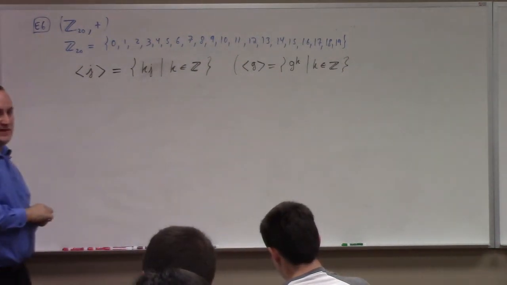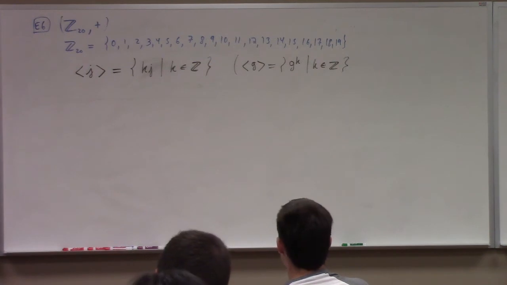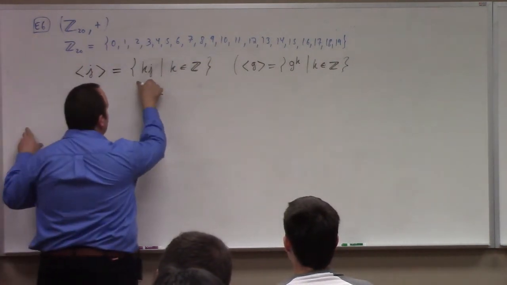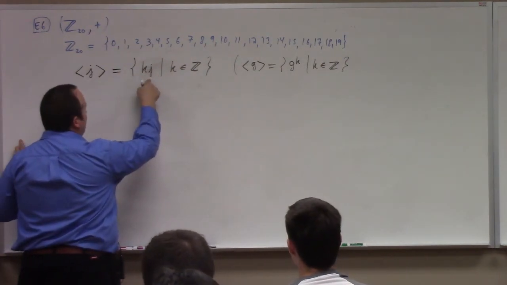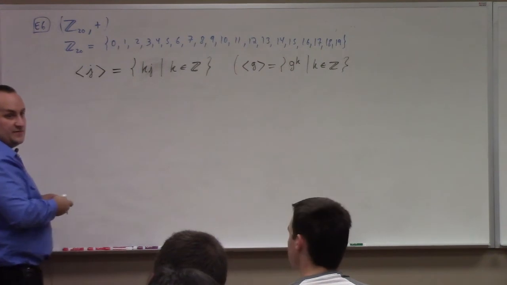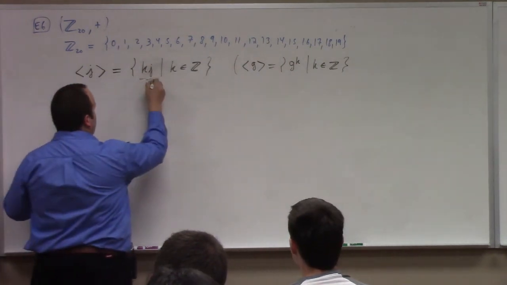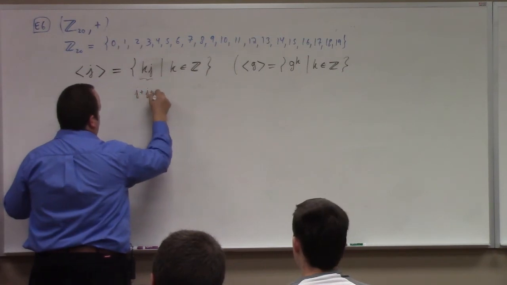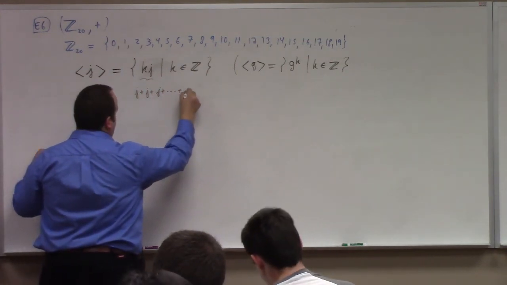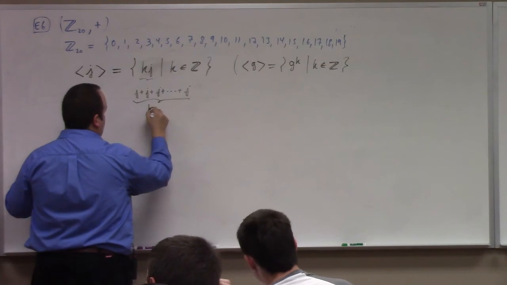I mean, you can almost see it by laws of exponents. But anyway, here this is multiple notation, right? So that means we add j to itself k-fold times, right? So this is just a notation for j plus j plus j plus and so on, plus j, k-fold times, right?